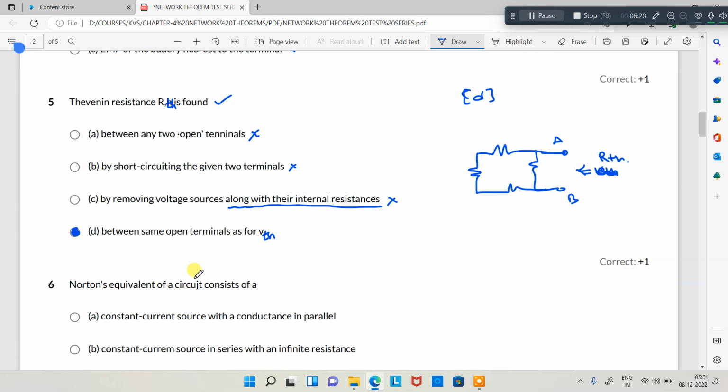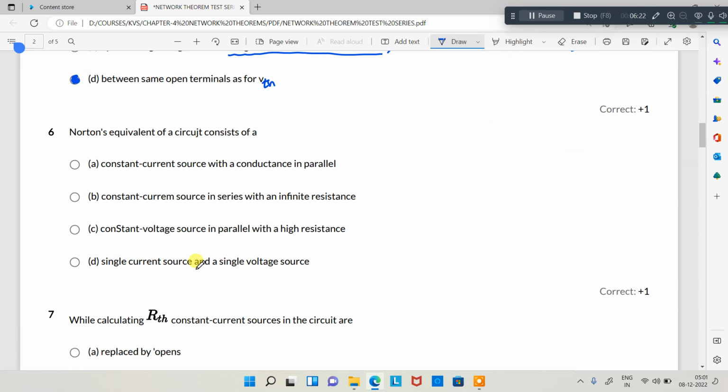Okay. Next, Norton's equivalent circuit consists of, as already mentioned in the theory class, an ideal current source in parallel with a resistance RN. So in this case, a constant current source with conductance in parallel. Constant current source, conductance in parallel. In place of conductance, it is not conductance.